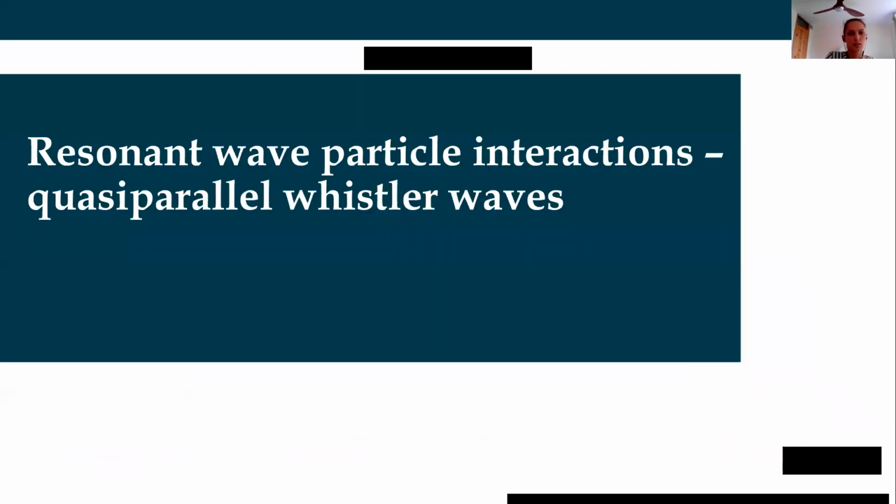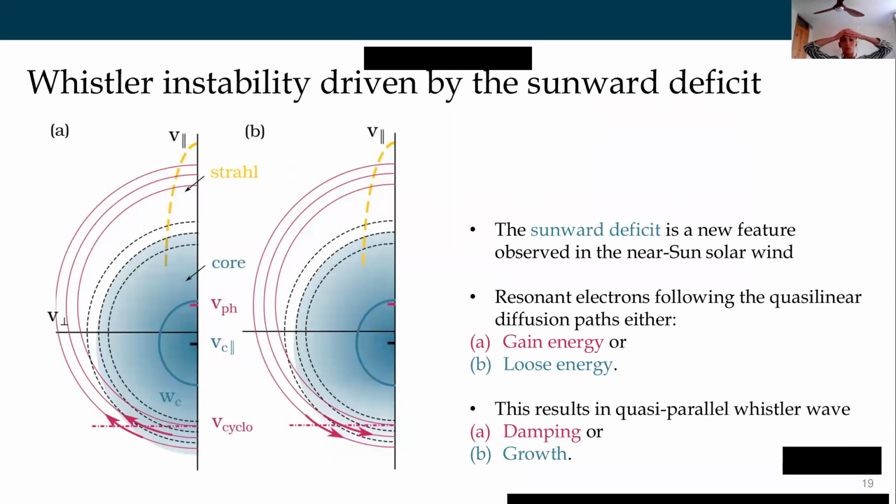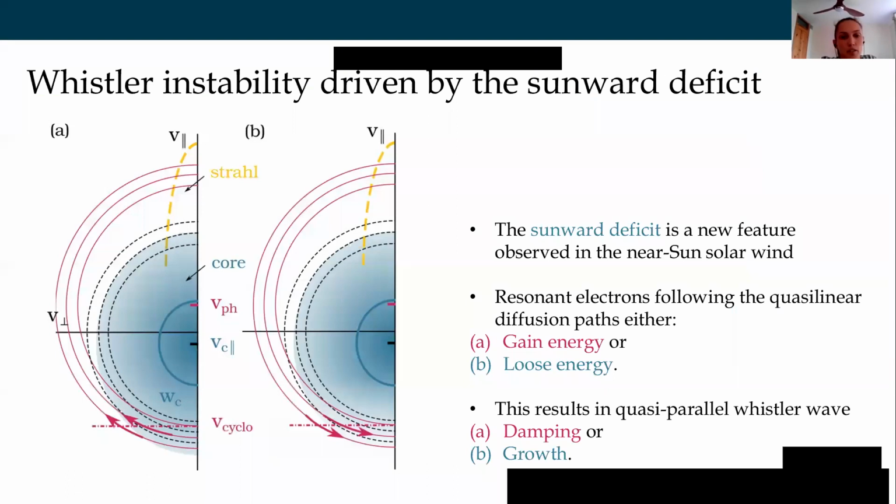Okay, so this was the first part about the exospheric models, and now let's have a look at the second part. These are the resonant wave-particle interactions, which we believe also have an influence on the shape and size of the sunward deficit. We proposed a Whistler instability, which is driven by the sunward deficit.